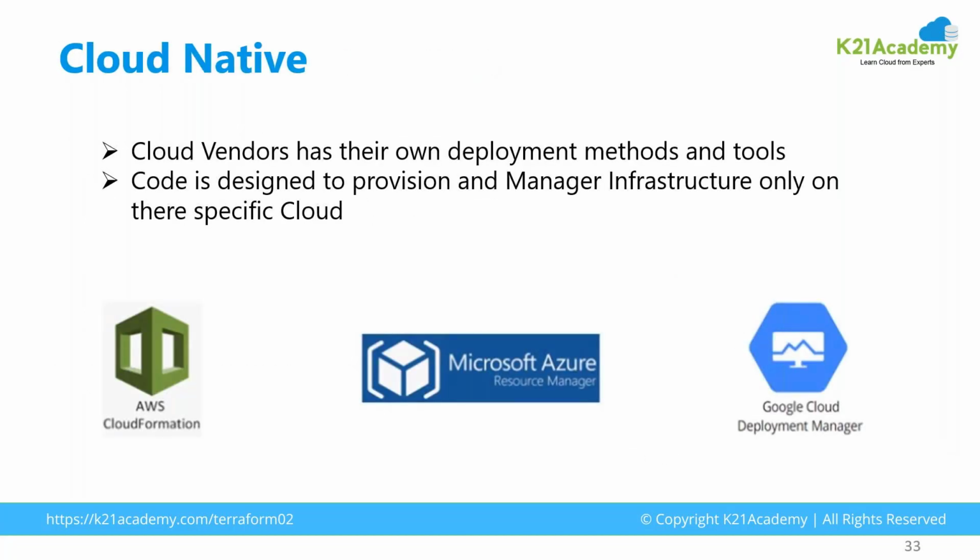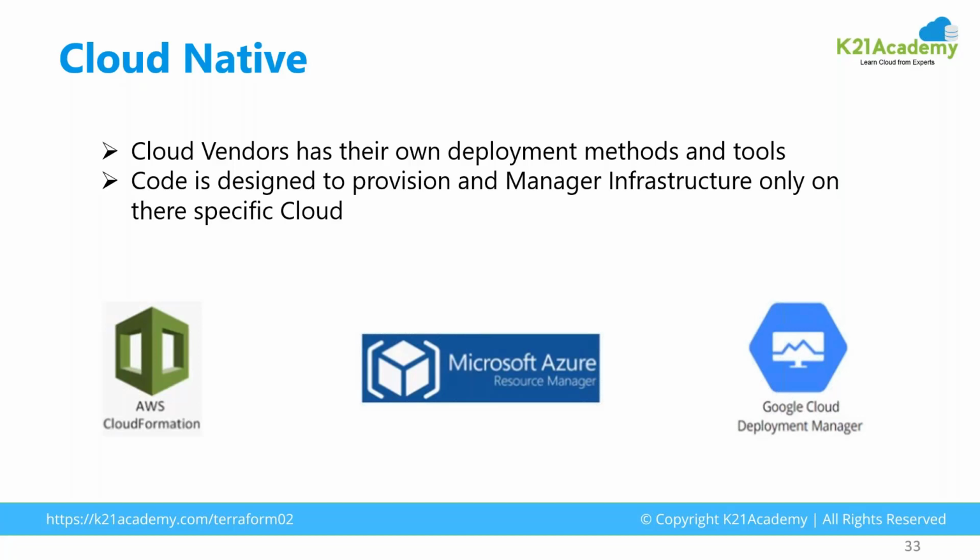Now there are some cloud native tools as well which are available. Each cloud vendor has got its own tool. If I talk about Amazon, it has got AWS CloudFormation. If I talk about Microsoft Azure, it has got the Microsoft Azure Resource Manager, ARM. If we talk about Google Cloud, it has got the Google Cloud Deployment Manager. Now these are the cloud native tools.